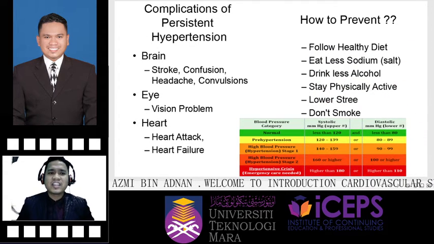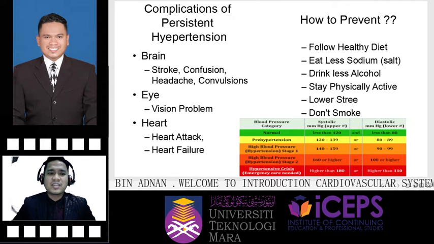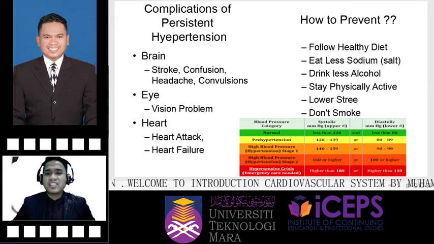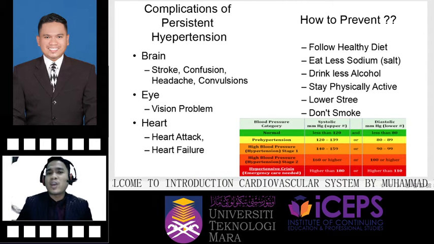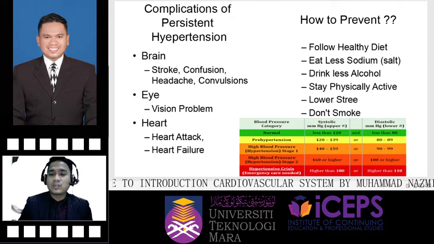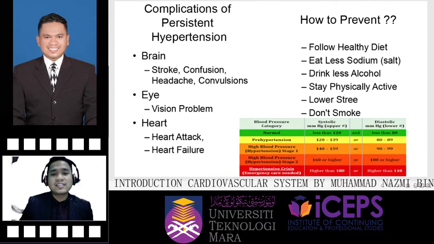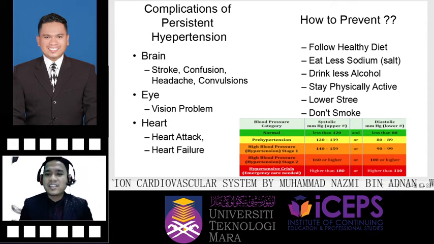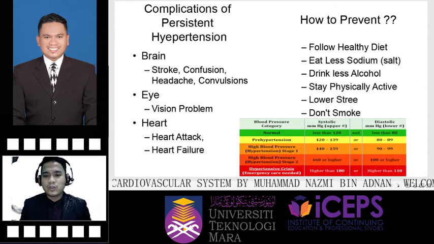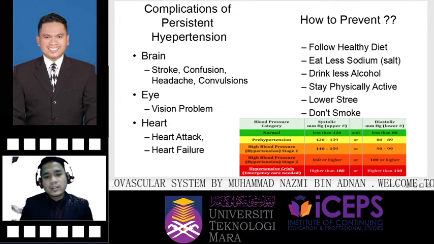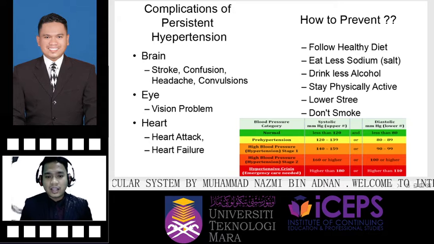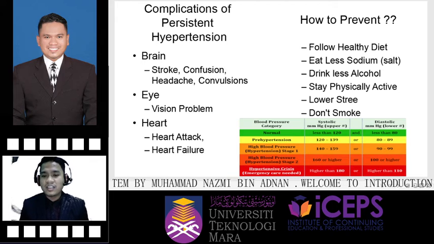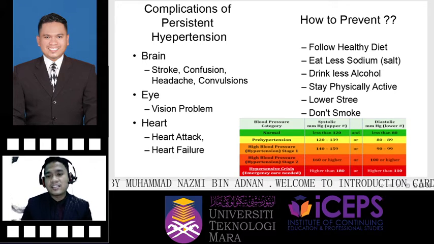The complications of resistant hypertension can affect the brain, eye, and heart. So, how to prevent hypertension actually? First, we have to follow a healthy diet as the doctor told us. Next, we need less sodium, drink less alcohol, stay physically active, lower stress, and not smoke. Normally, a person's blood pressure reading is less than 120 systolic and less than 80 diastolic.